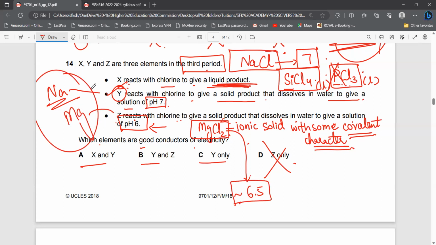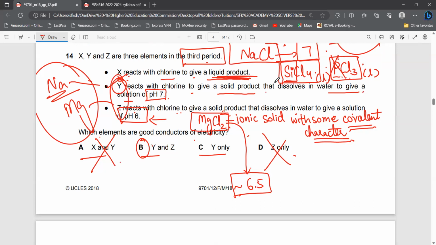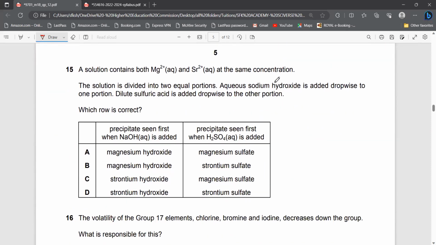So both of them are metals. Y and Z have to be combos that are good conductors. Option B is the best answer. Option A is rejected by default because silicon, okay, it's a metalloid. It may conduct electricity under certain conditions, but under other conditions, it may not. Magnesium is a far better answer to that, conducting electricity. Okay?